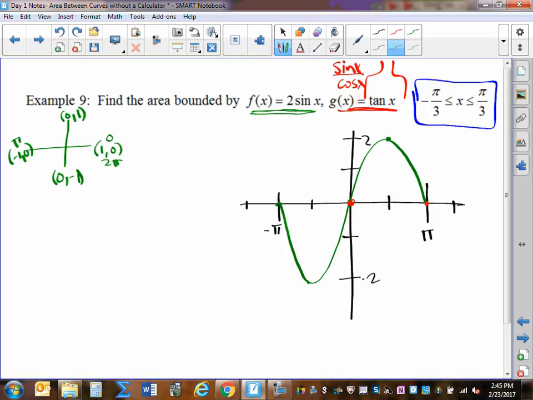Cosine normally looks like this. So since cosine is 0 here and here, that's where your asymptotes are going to be. Okay? So I have my asymptote over here, at pi over 2. If you think of your unit circle, 1 over 0.